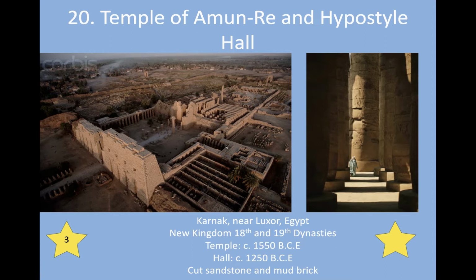It's at Karnak, that's the city that it's in, which is near Luxor. And this is New Kingdom. So now we've moved into the New Kingdom. You actually don't have anything from the Middle Kingdom, so that's kind of nice. You have Old Kingdom and New Kingdom. Okay, and so what you're looking at is the temple was constructed, this part back here, various parts of the temple were constructed in 1550. And then this is the temple area. And then the hypostyle hall, this area here, was constructed around 1250. And it's all made of sandstone and mud brick.